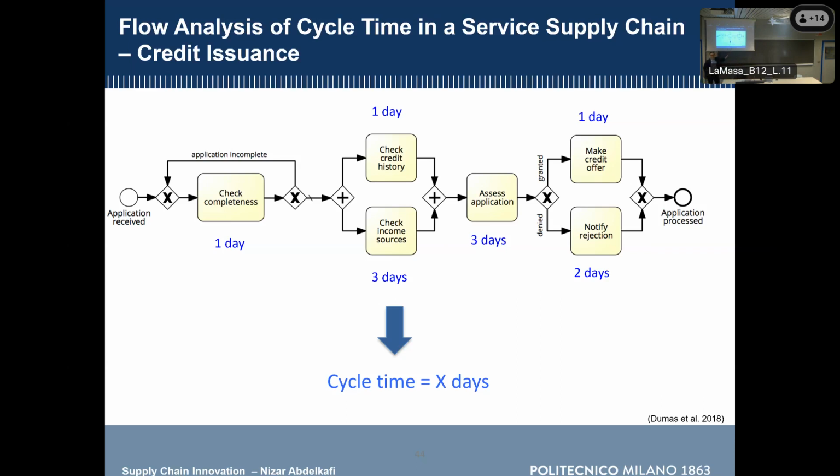How long does the bank need in order to finish this process? Make sense? Good. Now, let's look at it part by part in order to understand how we calculate this.